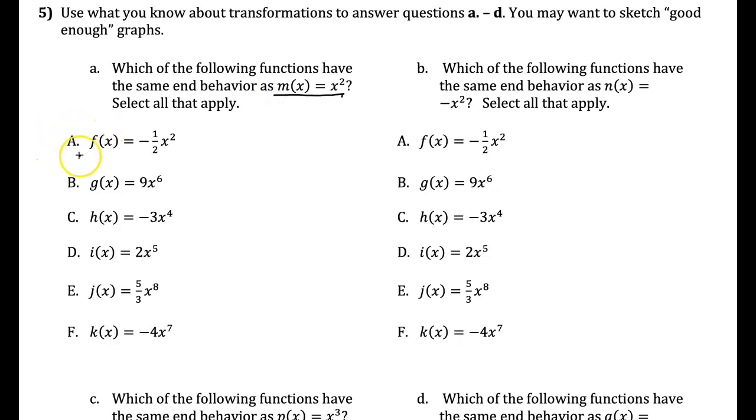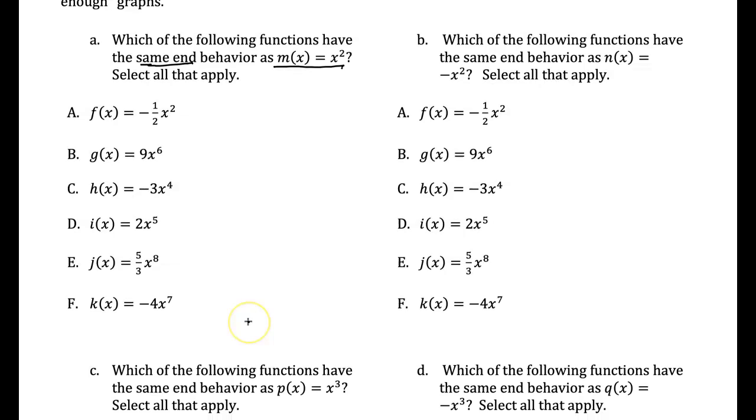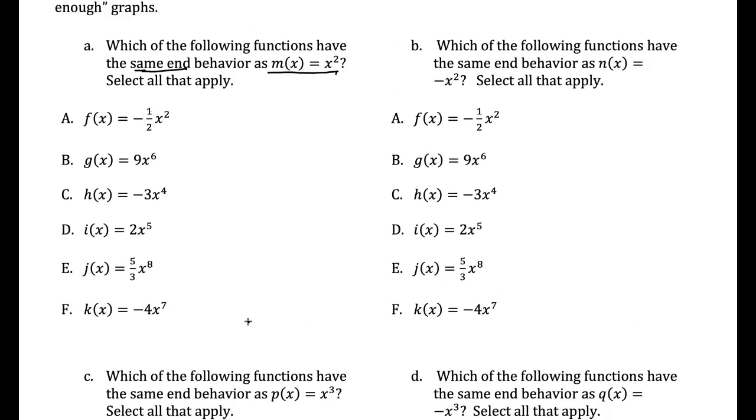And we want to choose all of the functions in these selections, a through f, that have the same end behavior, right? Meaning, is it approaching infinity or negative infinity at both ends, as x gets infinitely large and as x gets infinitely large in the negative direction. So what you're looking for are just even powers of x that have a positive coefficient.